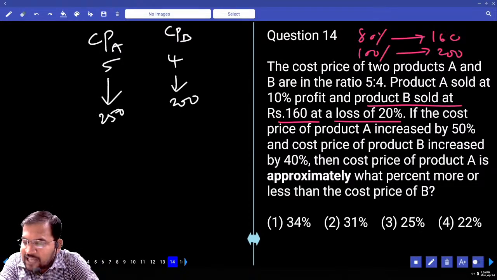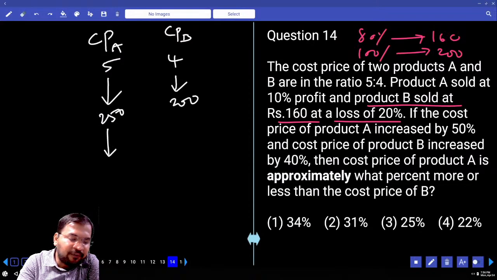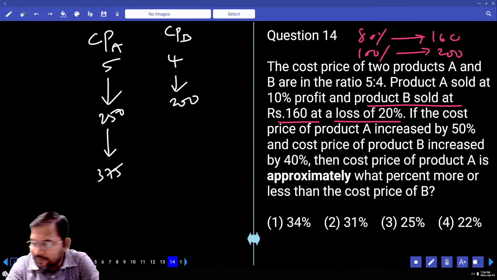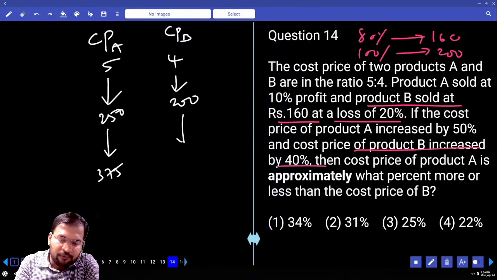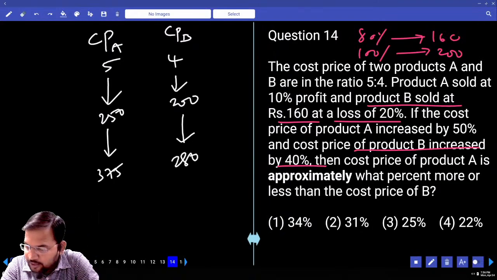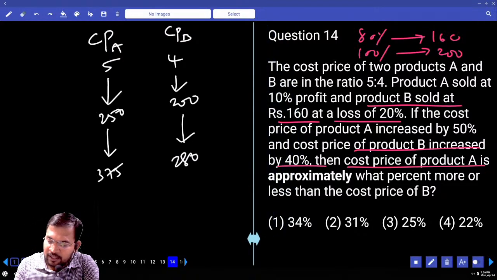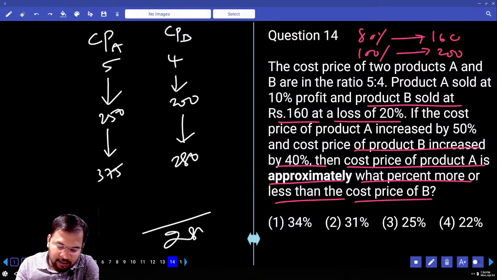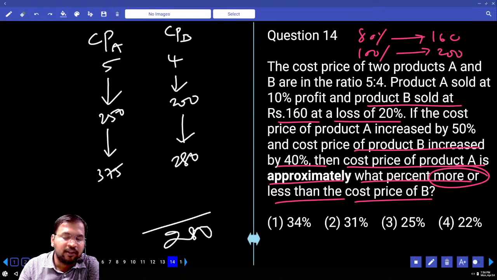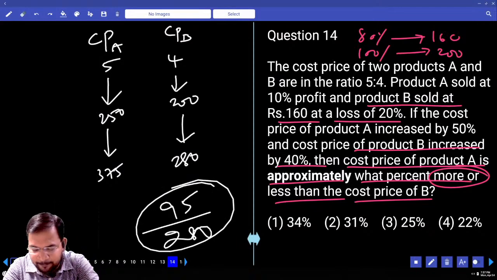Next, the cost price of product A is increased by 50%. 50% is nothing but 125. It becomes 375. Next, the cost price of B is increased by 40%, that is 280. Then the cost price of product A is approximately what percent more or less than the cost price of B? They compared with B. Whichever one comes after, that you have to keep in the denominator. And wherever they ask more or less, you have to go for the difference. The difference is how much? 95 is how much percentage of 280?